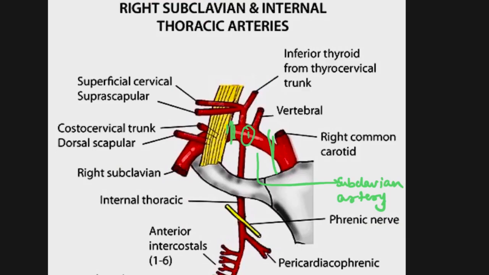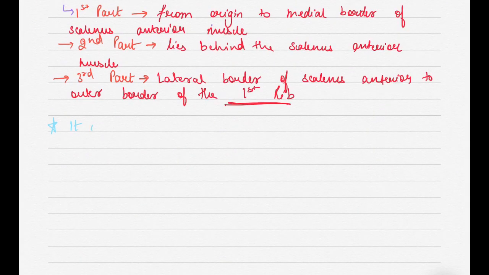Now the second part is behind the muscle and the third part is from the lateral border of the scalenus muscle to the outer border of the first rib. And the most important, as soon as it comes out of the outer border of the first rib, it continues as the axillary artery at the outer border of the first rib.